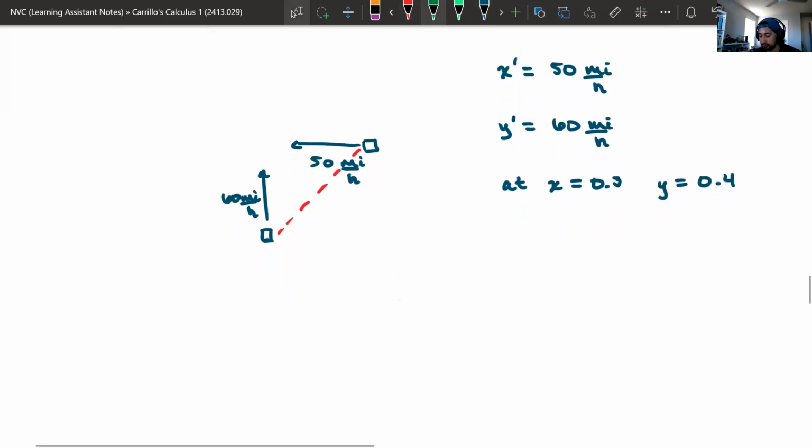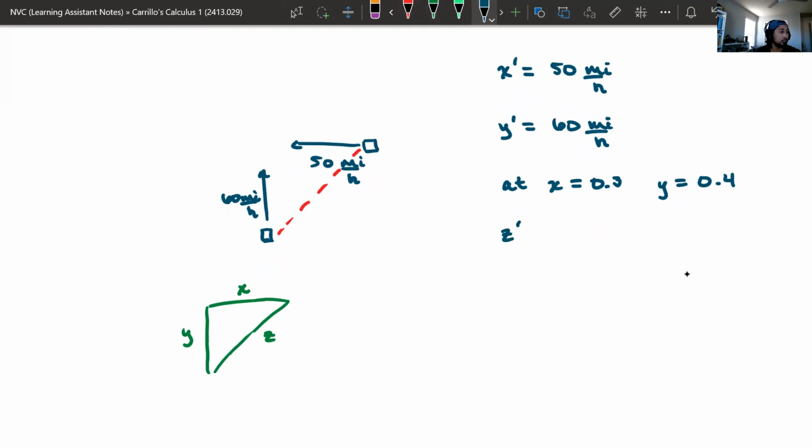So if I draw this relationship as a diagram, there will be a triangle. So this is the path at which car B drives, this is the path at which car A drives, and this is the distance between those two cars. Car A's path is represented by x, car B by y, and the distance between them we'll just say is z. Meaning this question is asking, what is z prime?